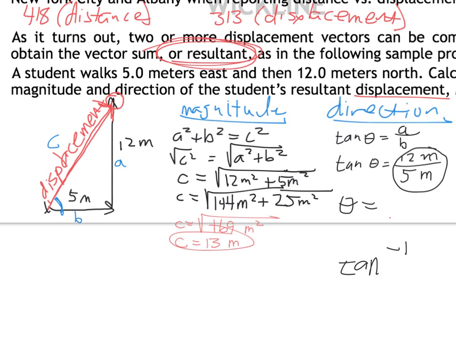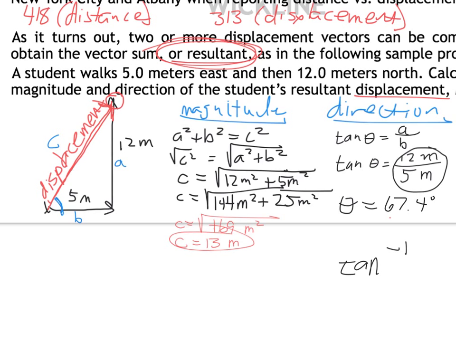So in my calculator, I got 67.4, and that is with rounding. And so that's part of my final answer for the direction. But I just need to say 67.4 degrees what, because that could be really in any direction around the circle.